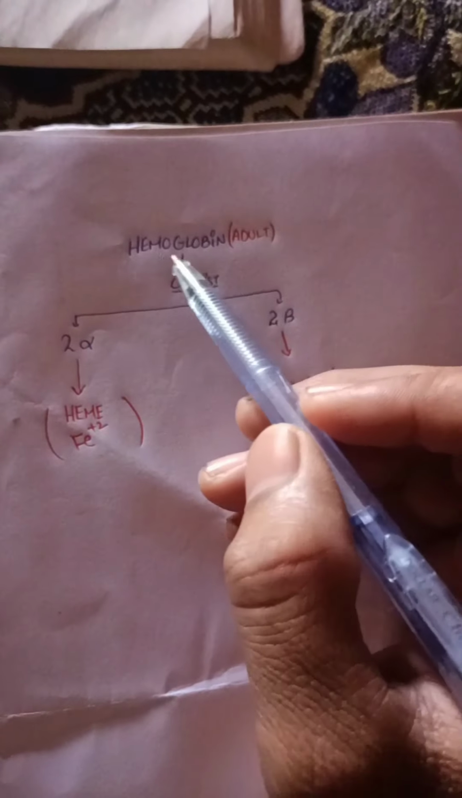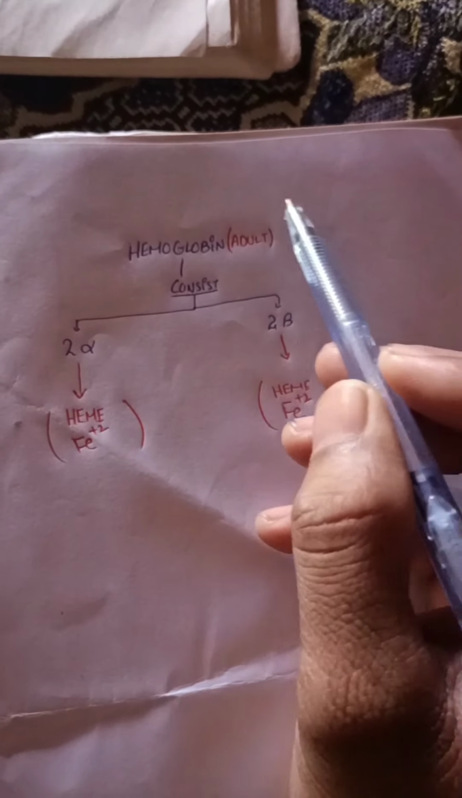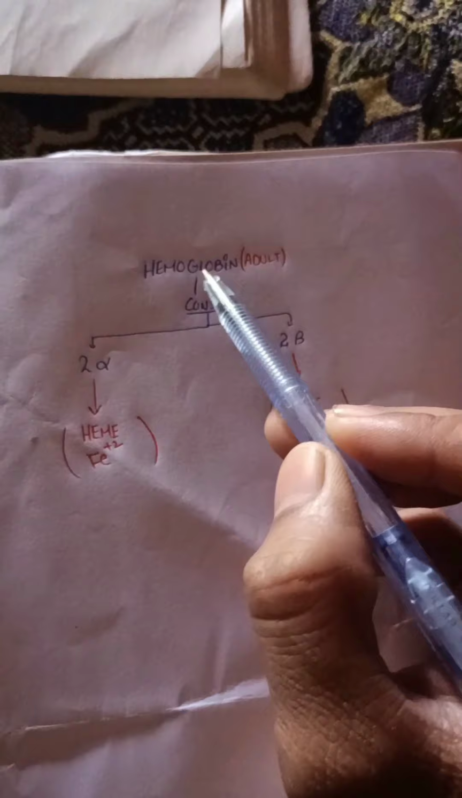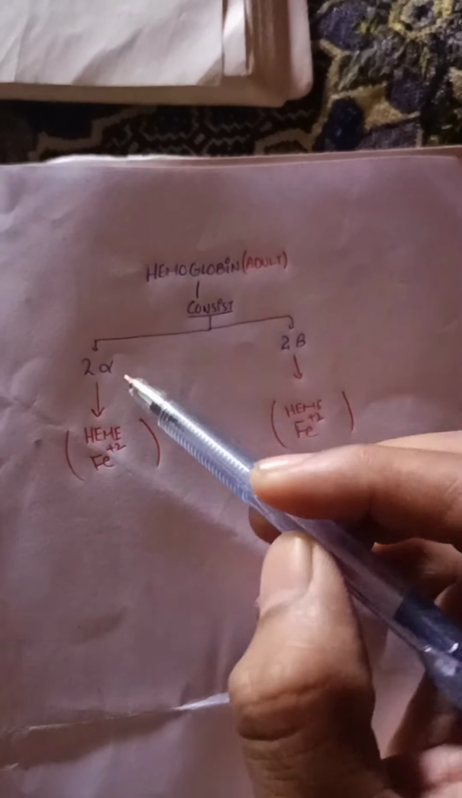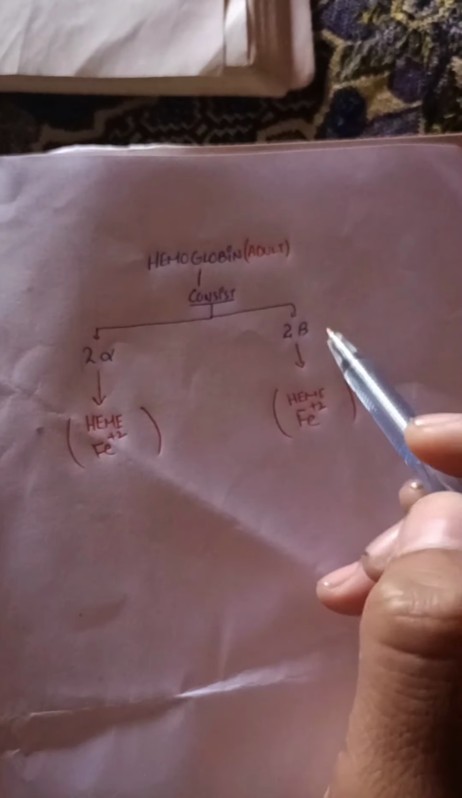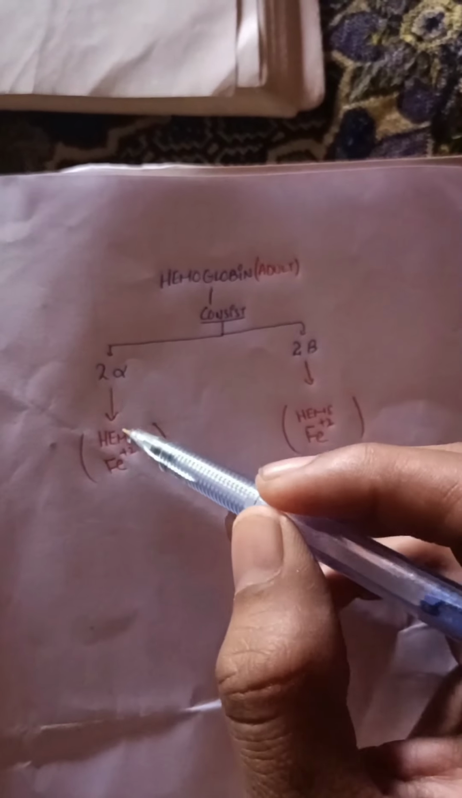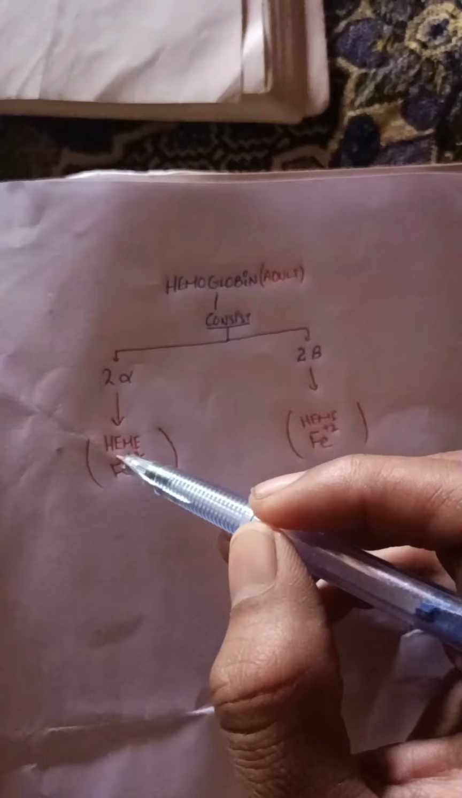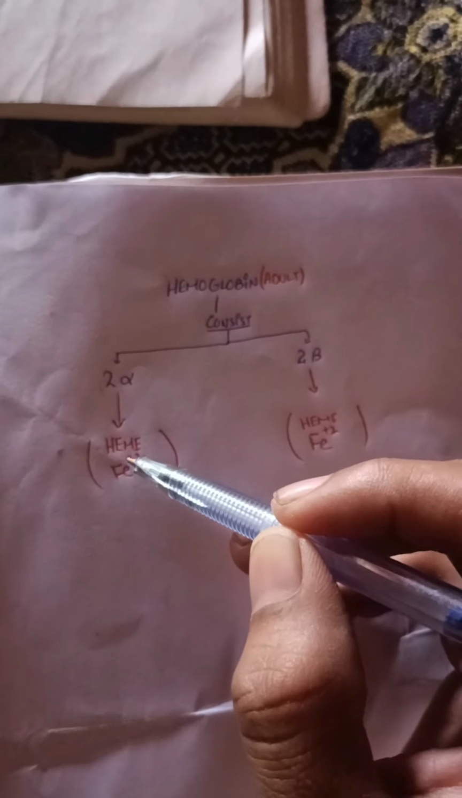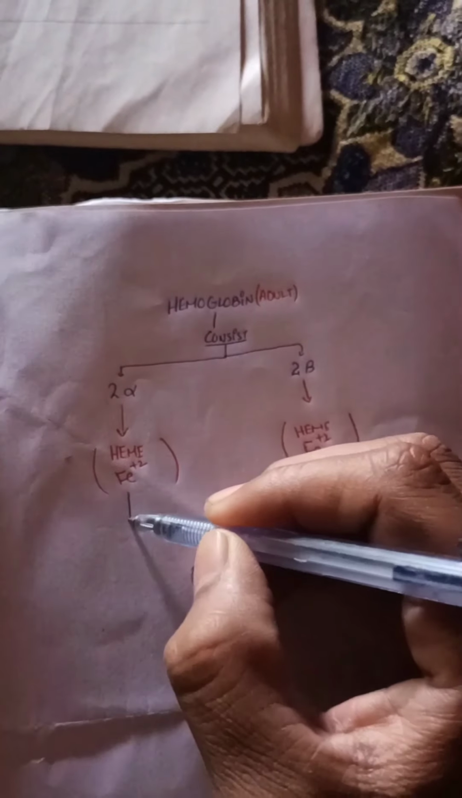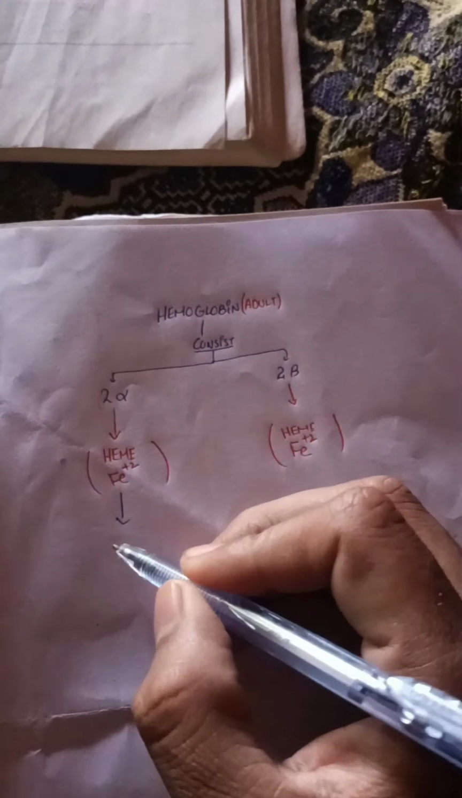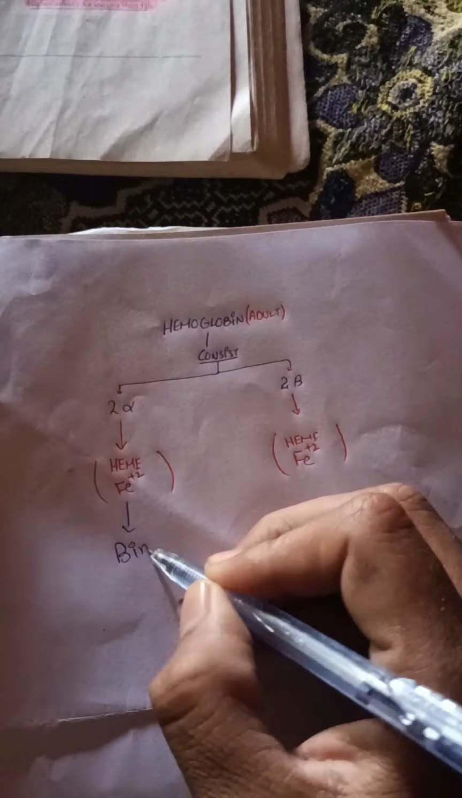We'll discuss hemoglobin and the transport of oxygen. Adult hemoglobin consists of four polypeptide chains, 2 alpha and 2 beta, and each chain contains a heme portion which has iron in reduced form. This iron is responsible for the binding of O2.